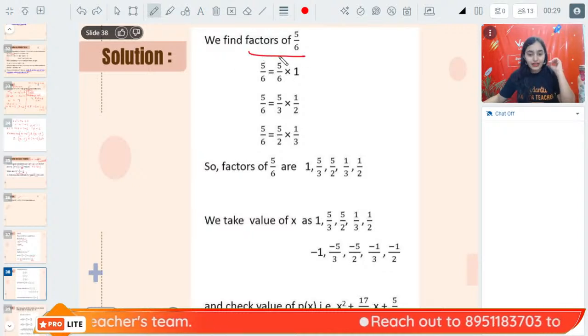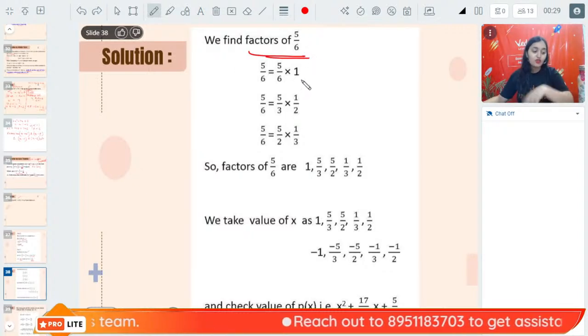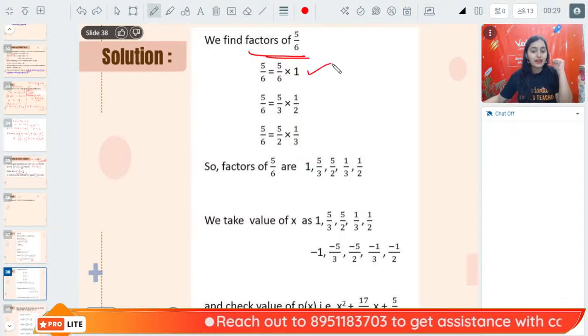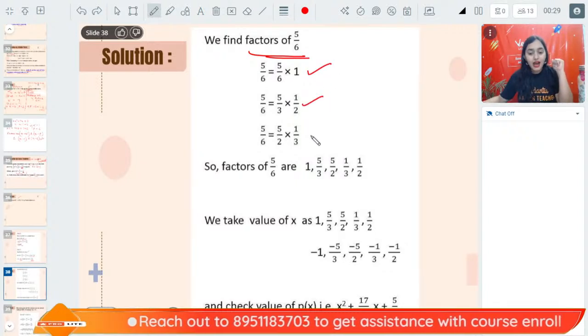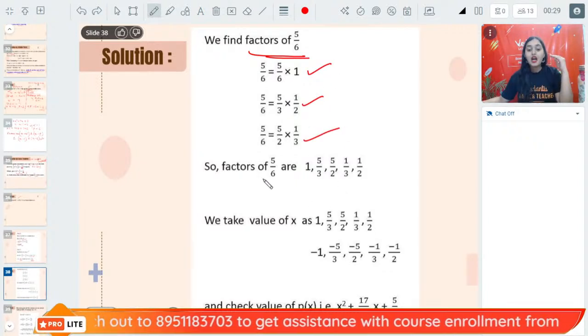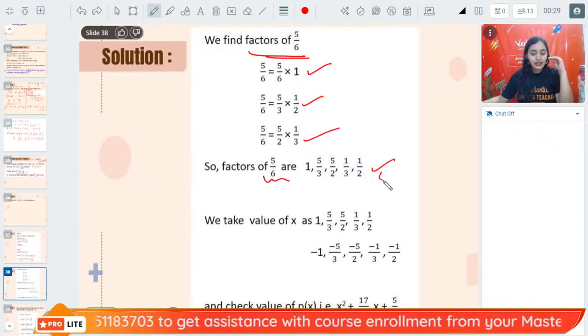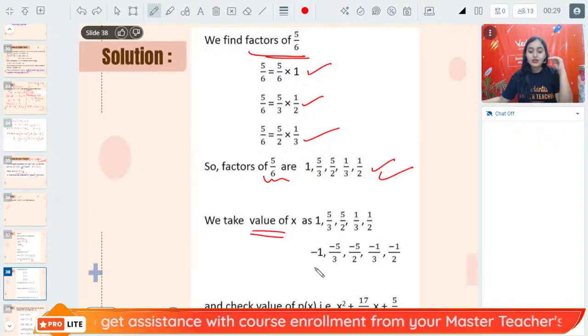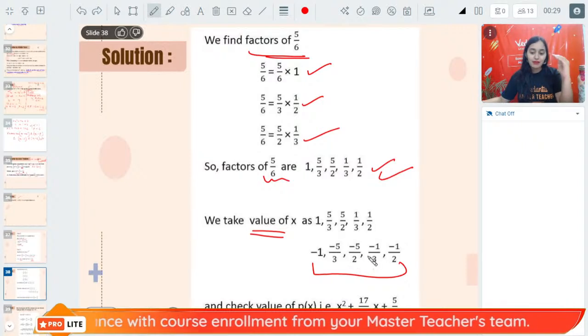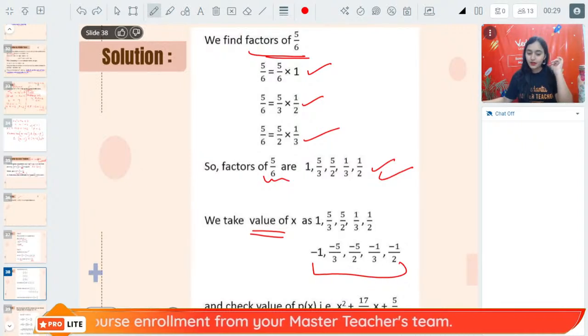Now we will factorize 5 by 6. So what are the factors of 5 by 6? 5 by 6 into 1, 5 by 3 into half, 5 by 2 into 1 by 3. So the factors of 5 by 6 are these. Therefore, the value of x will be minus 1, minus 5 by 3, minus 5 by 2, minus 1 by 3, minus 1 by 2.